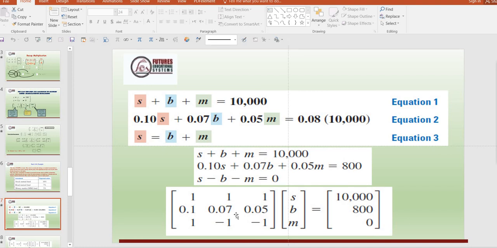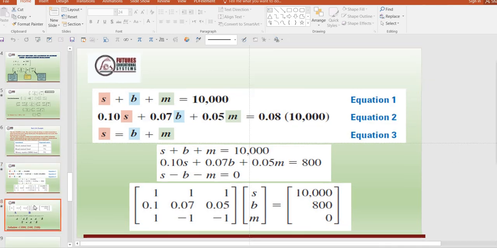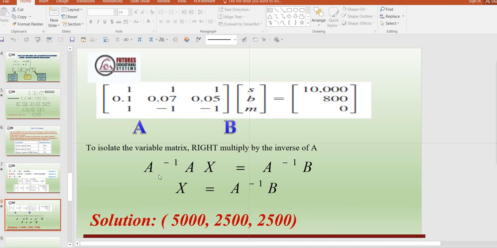10,000, 800, and 0. When we solve this equation using the inverse matrix, we get A inverse times A X equals A inverse times B. A inverse times A equals 1. Therefore, X equals A inverse times B. When we multiply, we get 5,000, 2,500, 2,500. That's the result.